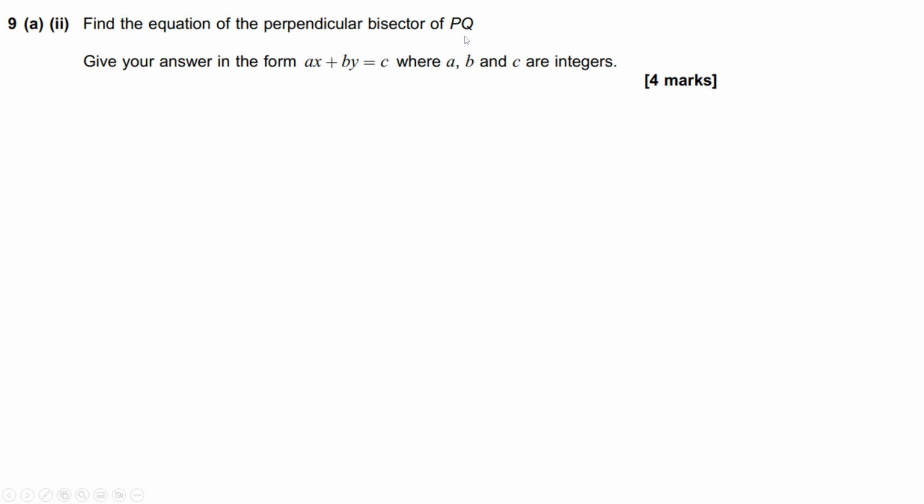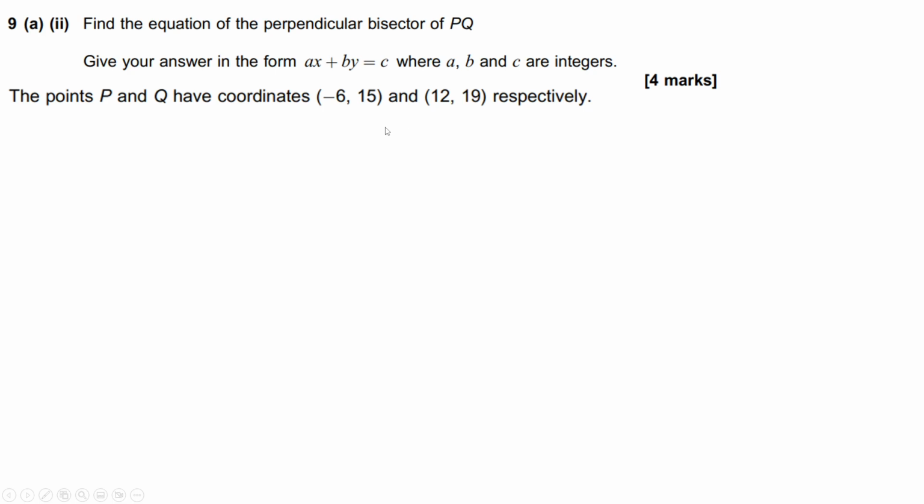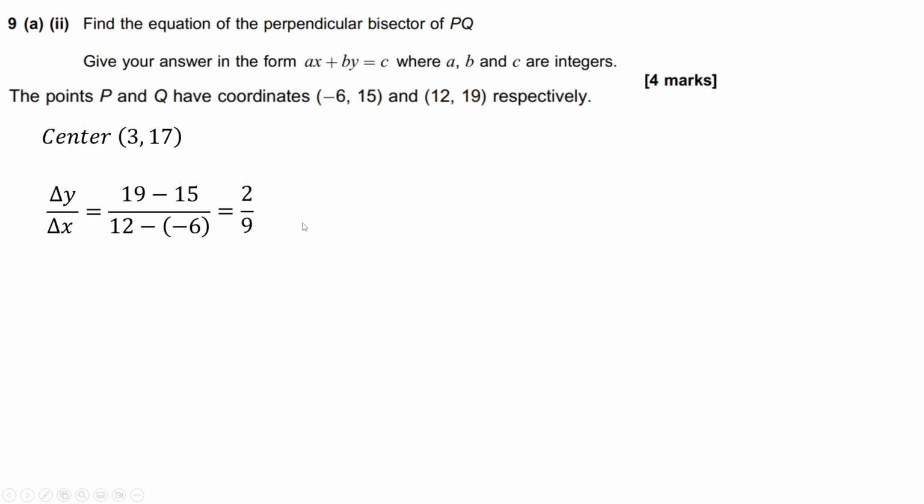Find the equation of the perpendicular bisector of PQ. Now PQ has these 2 points, okay? And we've got the midpoint, this. So when we find the line PQ, and then find the negative gradient, the perpendicular line to it, we want it to pass through the midpoint because it bisects the line, so it goes through the middle. Okay, so we'll find the gradient of this. Change in y over change in x. So 19 take away 15 divided by 12 take away negative 6. So that's 12 plus 6. You get 2 over 9 for that. We want minus 9 over 2 because it's the negative reciprocal, as we've got a perpendicular gradient.